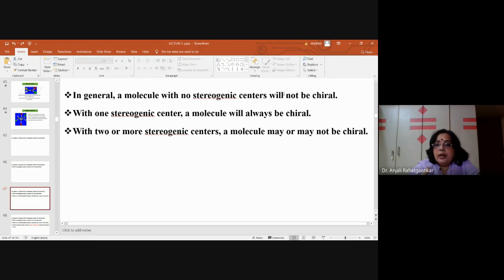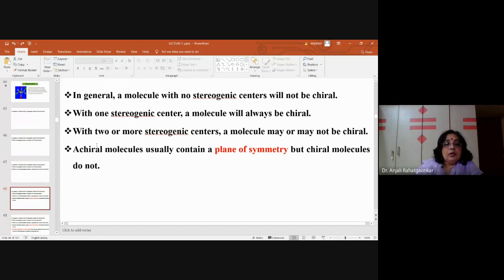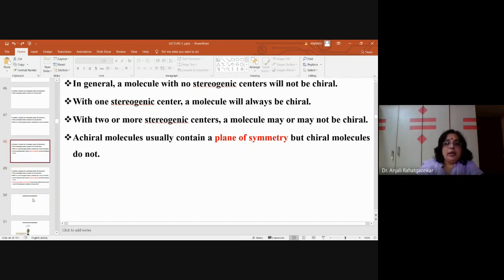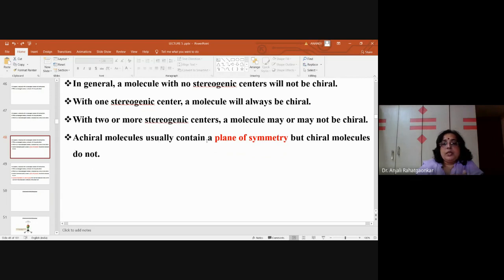That may be a chiral, that may not be a chiral. ठीक है, क्योंकि उसके साथ सिमेट्री एलिमेंट भी चलता है, ये आप हमेशा ध्यान में रखो। Achiral molecules usually contain plane of symmetry, but the chiral molecules do not. This is the very important statement. Okay, achiral molecules always contain a plane of symmetry, but chiral molecules do not contain plane of symmetry.